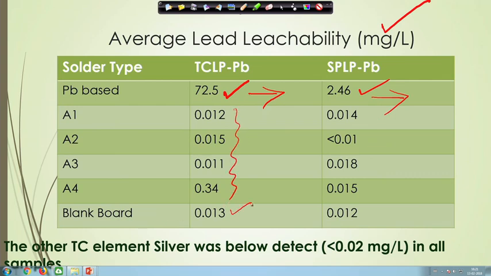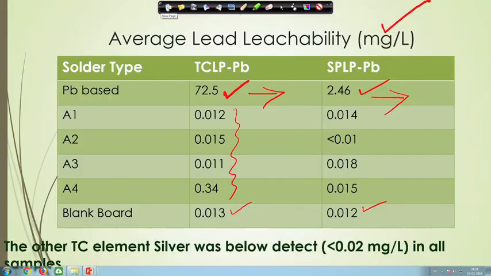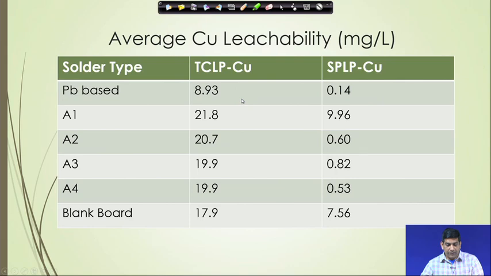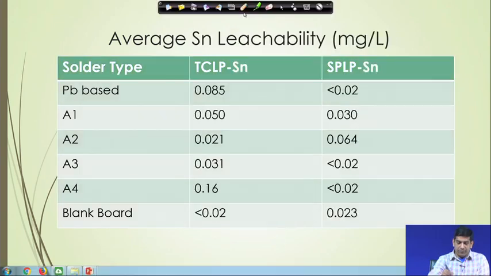The blank board has some TCLP lead also and SPLP lead showing up. So, because of the blank board or maybe some other impurities, we do see some lead showing up in these situations. So, lead does show up a little bit in the different solders, but much less than what is coming out from the lead based solder. Copper leachability, we saw, was actually less in TCLP, and even if you look at the SPLP, copper leachability is much less compared to the lead based solder.